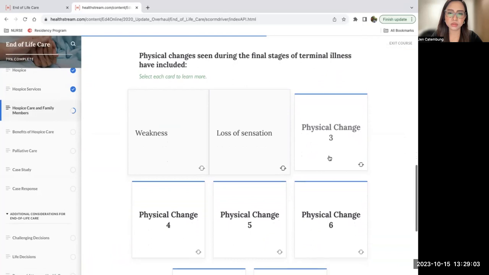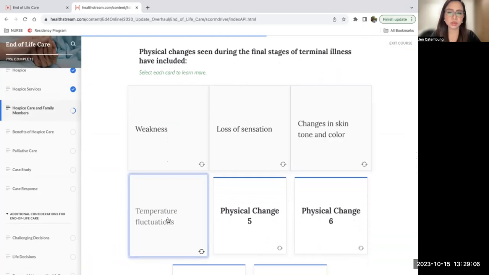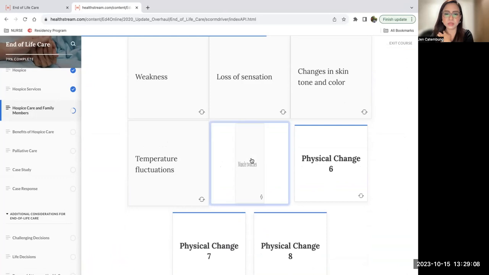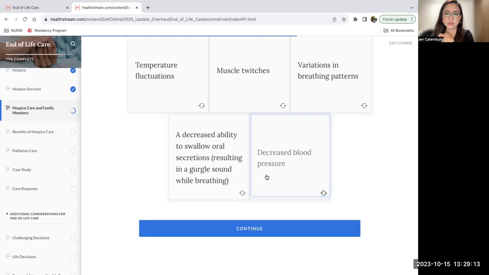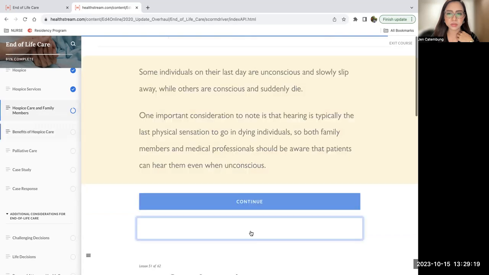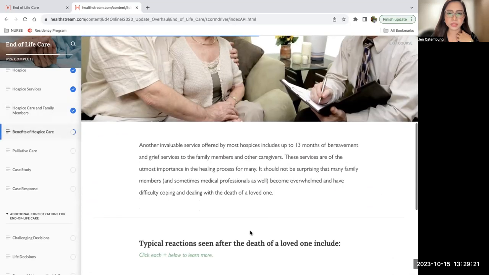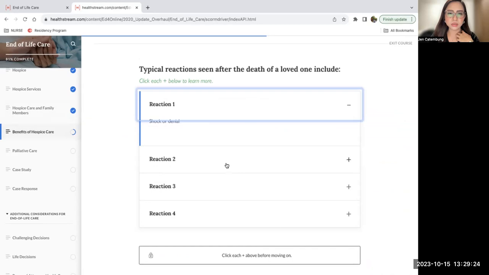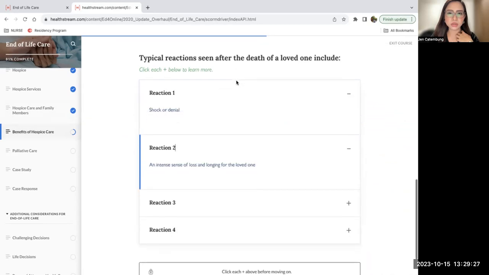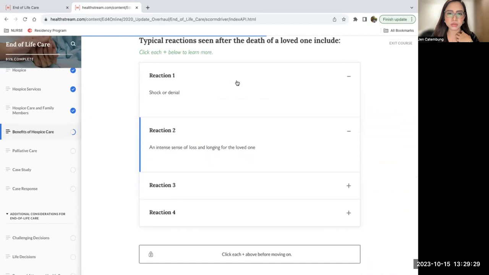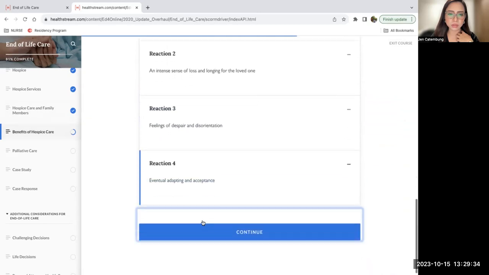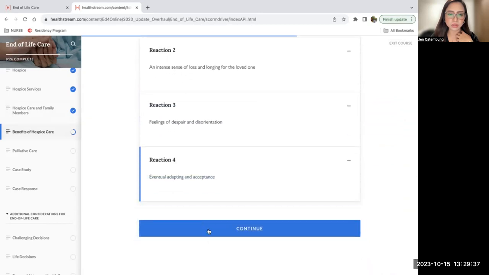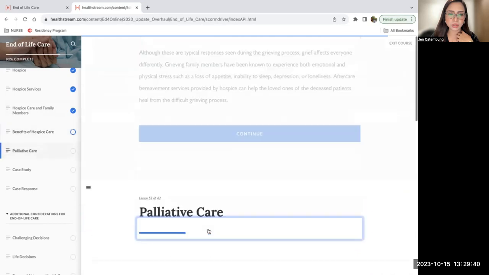Weakness. These are the physical changes: loss of sensation, changes in skin tone, color, and temperature fluctuations, muscle twitches, variations in breathing patterns, and decrease in ability to swallow oral secretions, decreased blood pressure. Benefits of hospice care. Typical reactions seen after the death of a loved one: shock or denial, intense sense of loss and longing for the loved one, feelings of despair and disorientation, eventual adapting and acceptance.